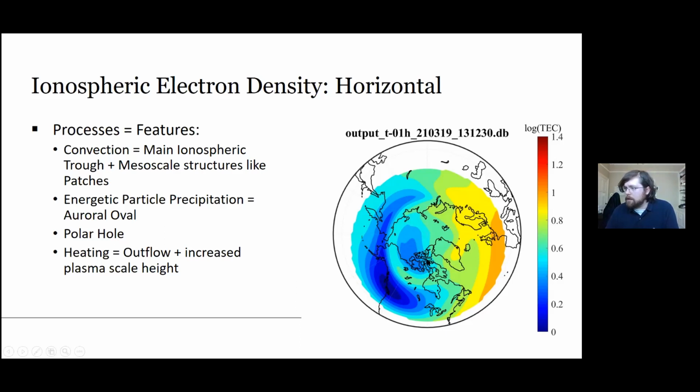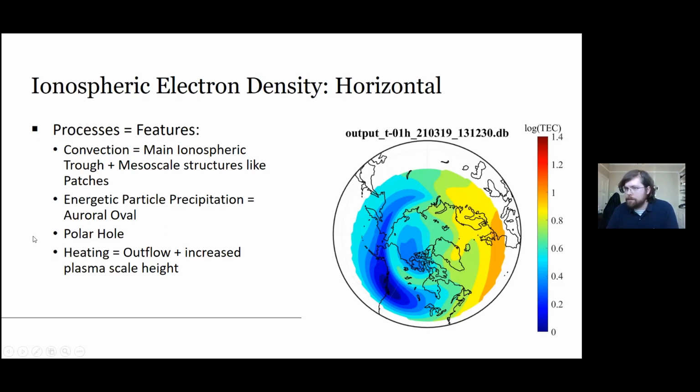And then we expect to see, at least during most of the year, a polar hole in the polar cap, where heating in the auroral zone due to Joule heating and neutral collisions results in significant outflow and also causes the scale height in this region, or the thickness of the ionosphere, to be substantially larger than the ionosphere in the neighboring subauroral and mid-latitude regions.